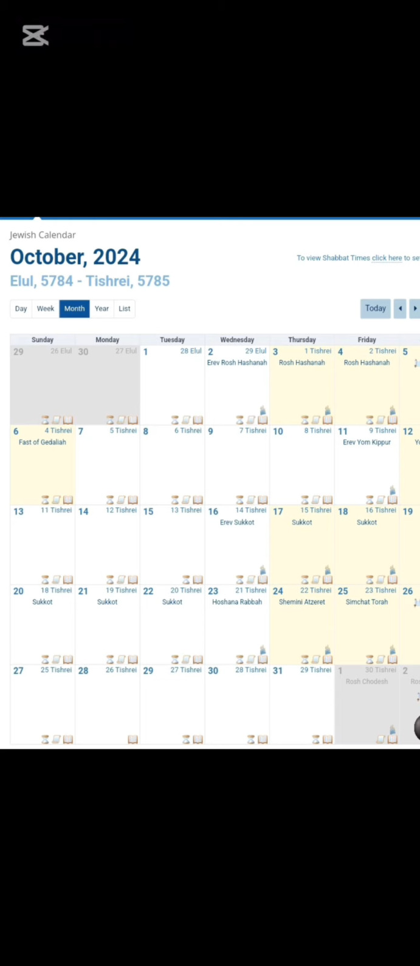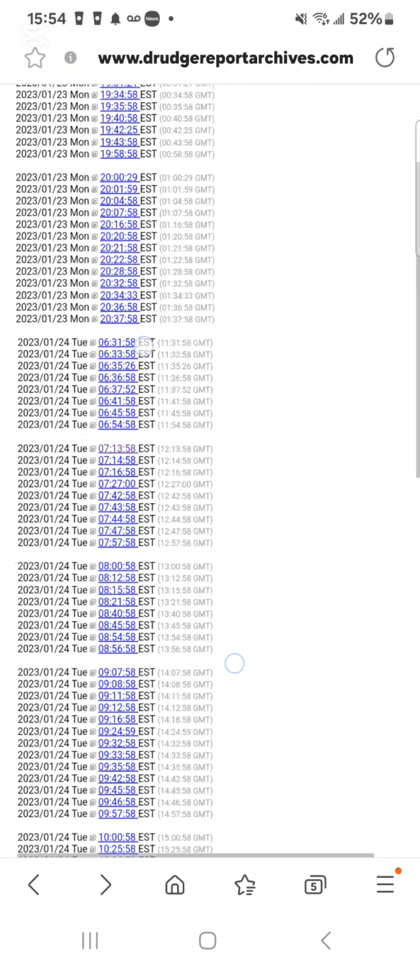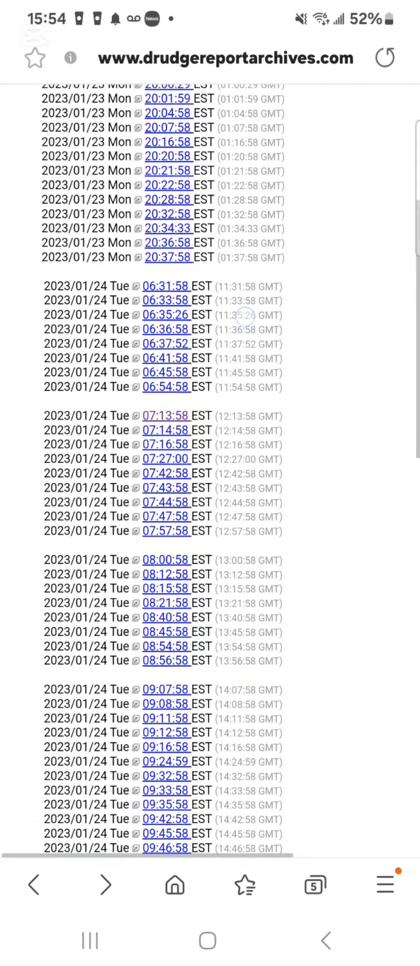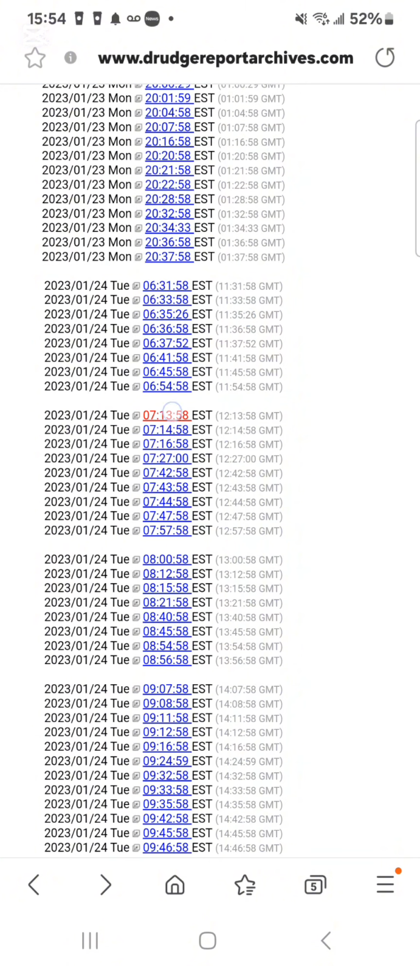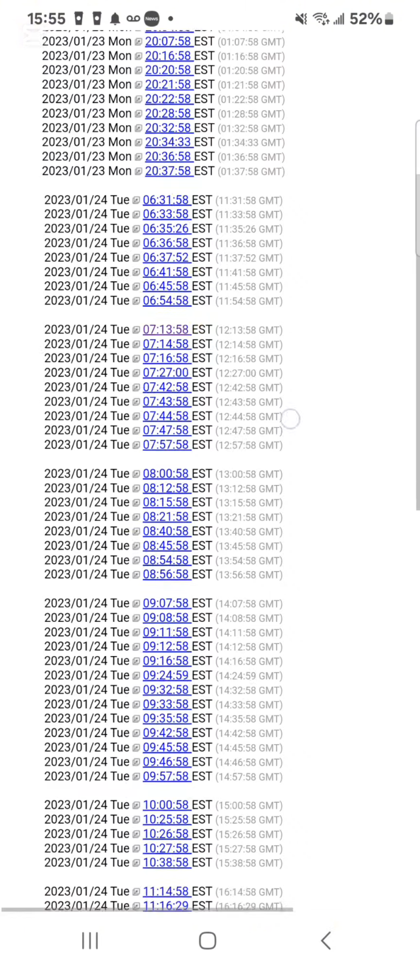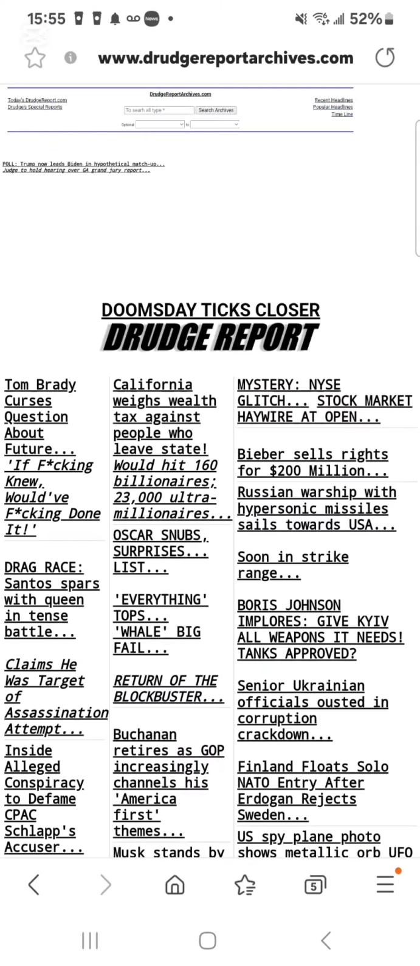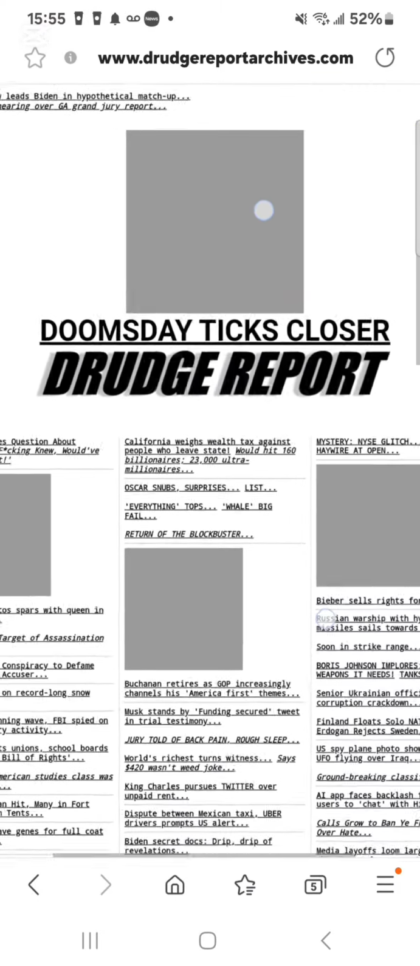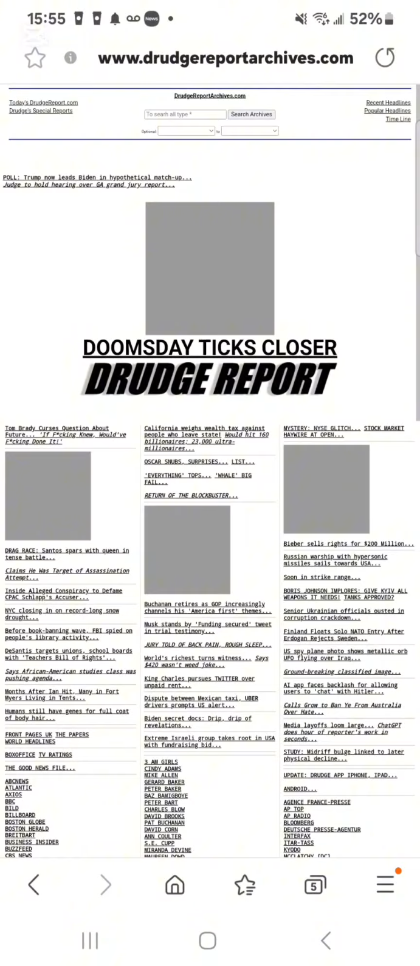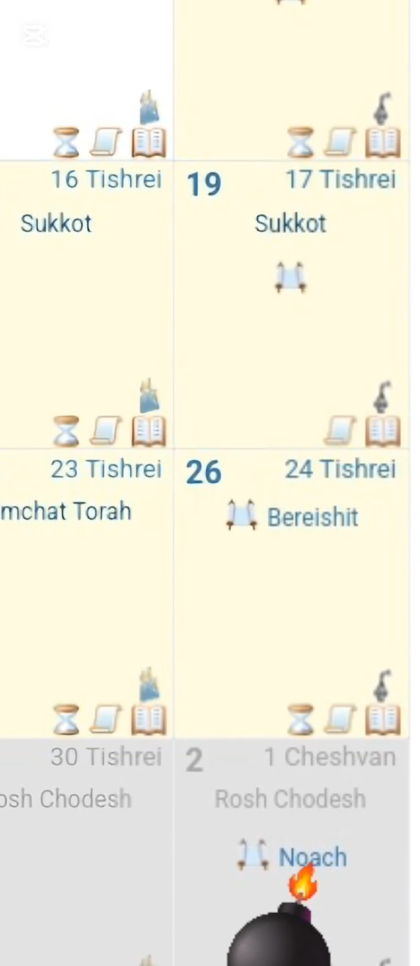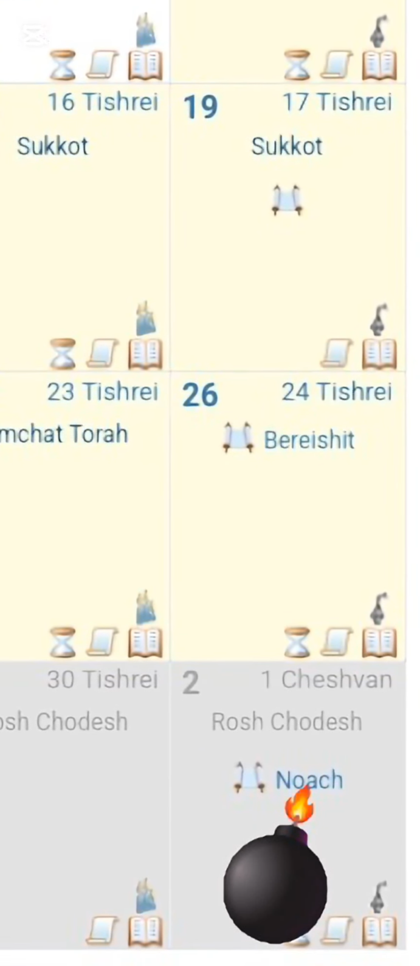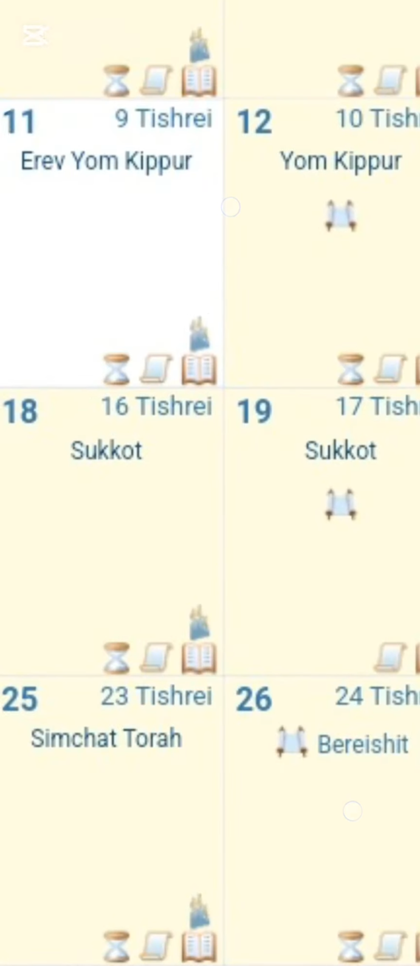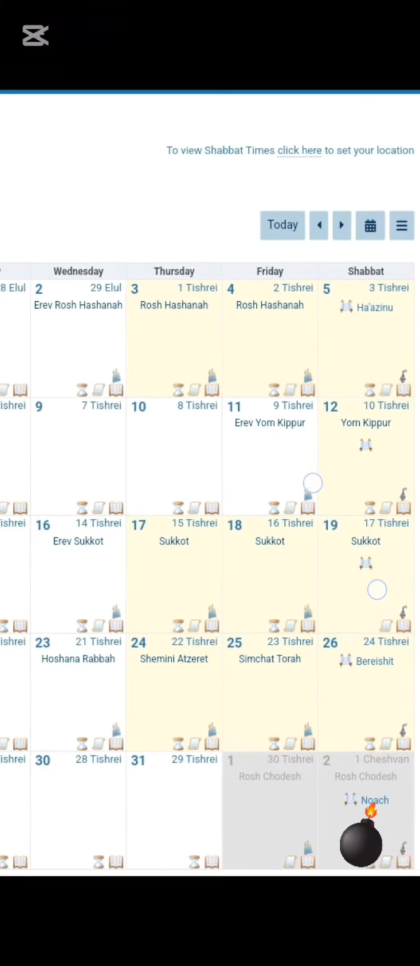They literally came out that article on that day. Now look. And if you go to the Drudge archives and go to the date 1/24/2023, January 24th, here's the headline. Saw it right here. Doomsday ticks closer. That was the headline on January 24th. When is 1/24? Give me a break. 1/24, exactly on October 26th. 1/24, Doomsday ticks closer. Right here.